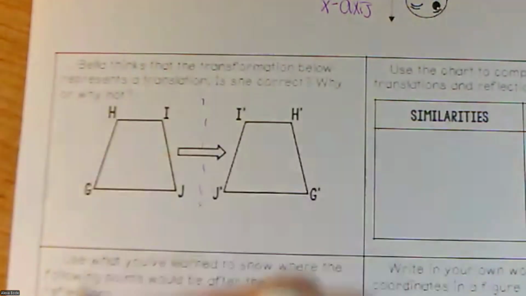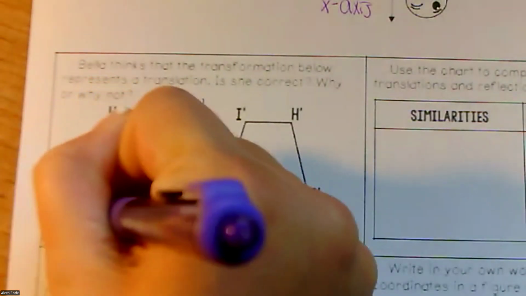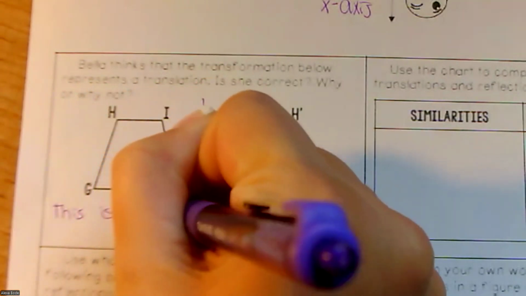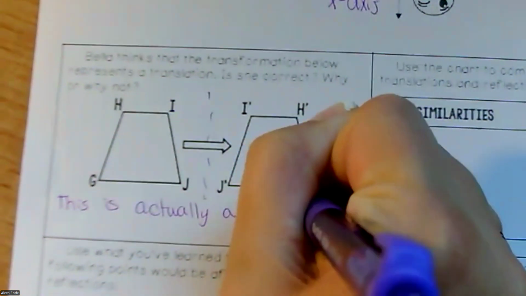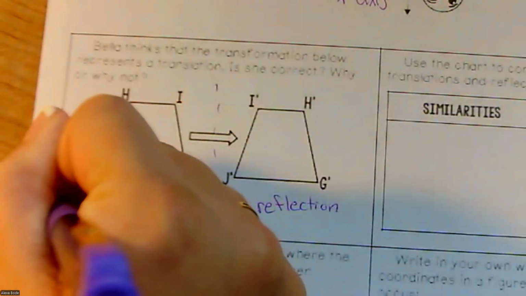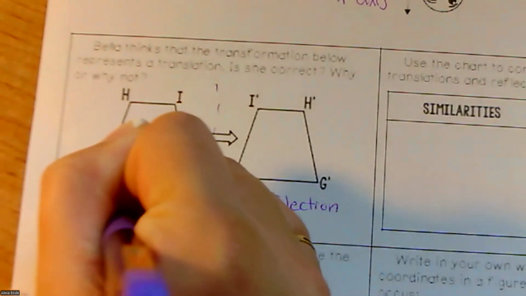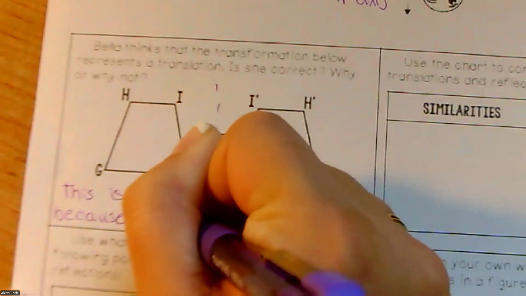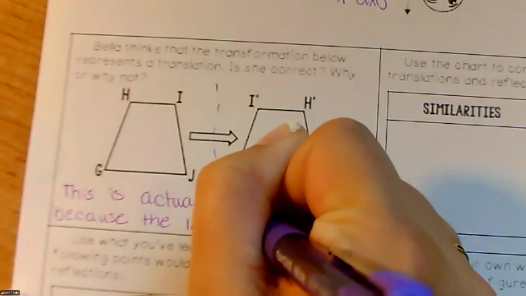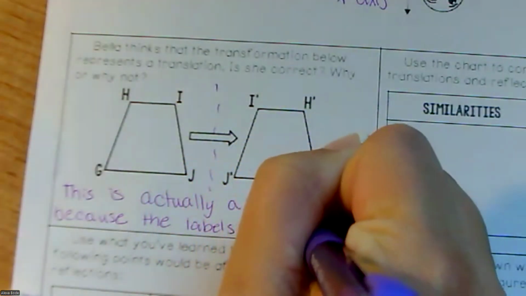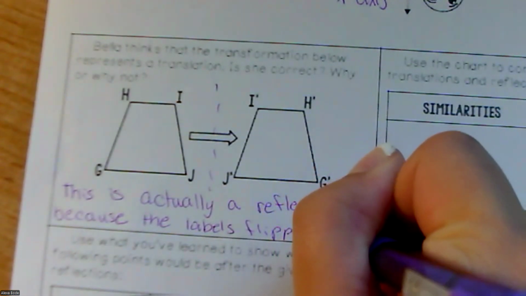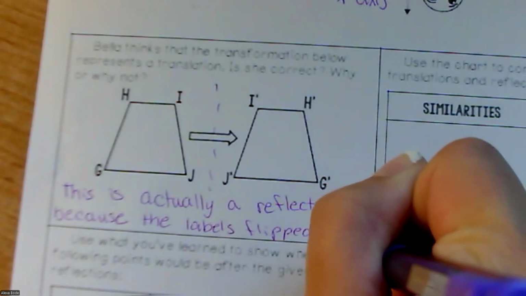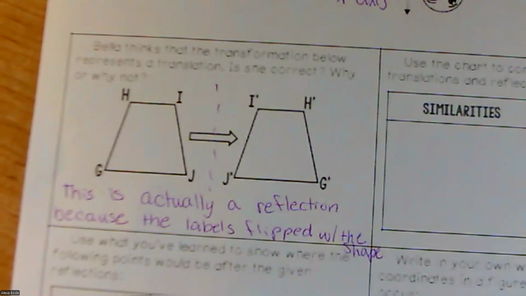The labeling has flipped. So we want to say this is actually a reflection because the labels flipped with the shape. I'm running out of space with my camera in the way. Okay, so this is actually a reflection.